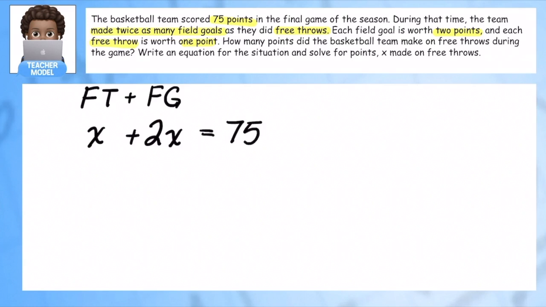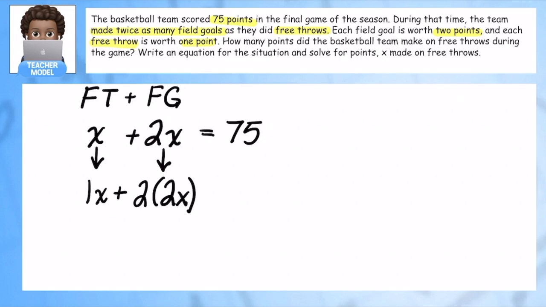We know that every single time they made a field goal, they scored 2 points. So we're going to have 2 times 2x. See what I did there? I know they made twice as many field goals, so that's why I have 2x, and for every one they made 2 points. So I have 2 times 2x. And for my free throws, they only get 1 point for every free throw.